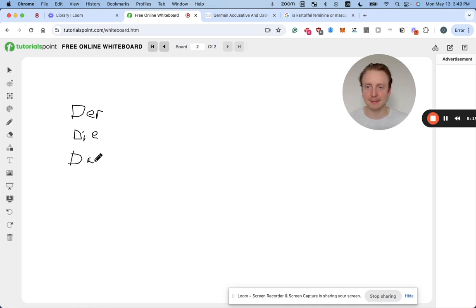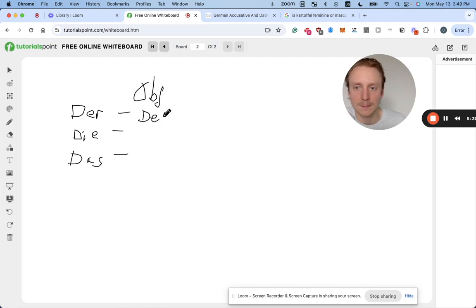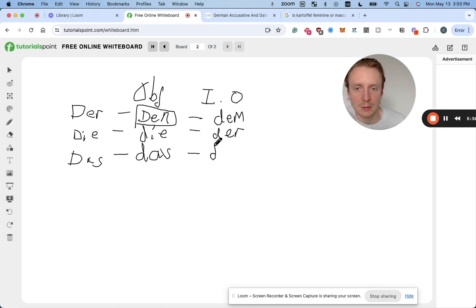Then we have das. If it's the object, it becomes den. It becomes die. It becomes das. So nothing changes except for this special snowflake. Now, if it's the indirect object, it becomes dem with an M. Then it becomes der, and it becomes dem too. So really, these are the only ones that change.